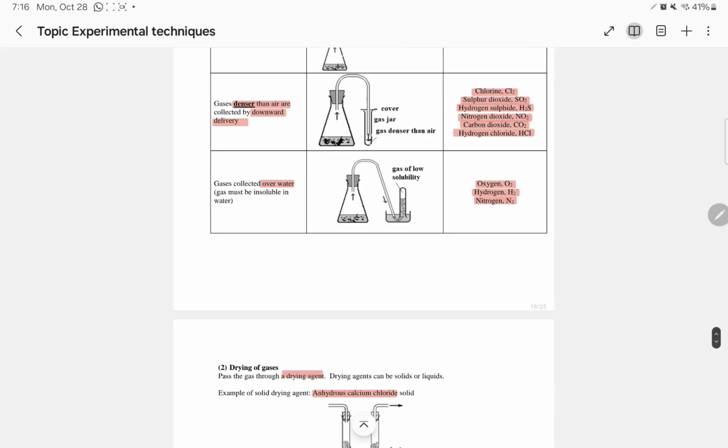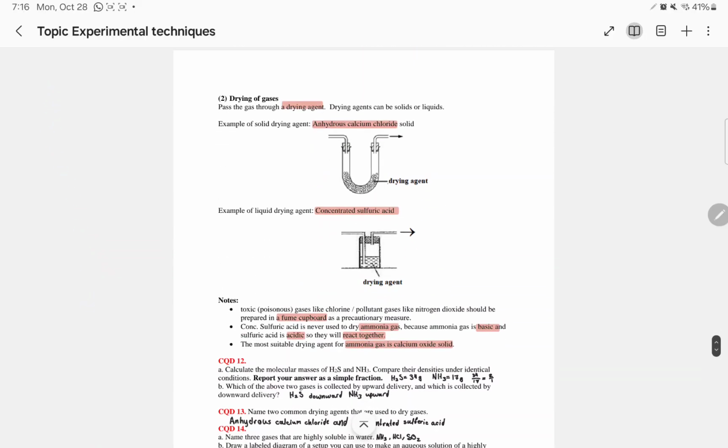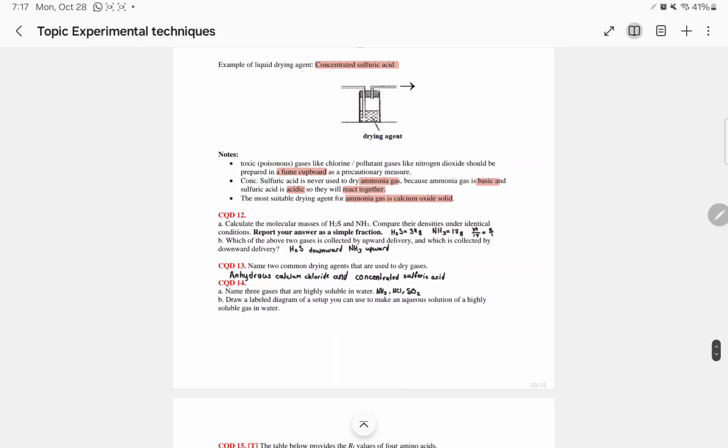Gases collected over water must be insoluble in water: oxygen, hydrogen, nitrogen, usually. Now, drying of gases, you could use a drying reagent. As a solid you use anhydrous calcium chloride. A liquid one would be concentrated sulfuric acid. Now, toxic gases like chlorine should be prepared in a fume cupboard, and so should pollutant gases like nitrogen dioxide.